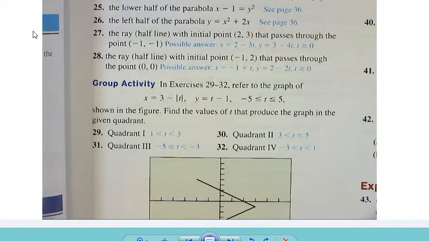Can you guys see that on the screen? Okay. The parabola x is equal to y squared. So we want the lower half of this parabola.